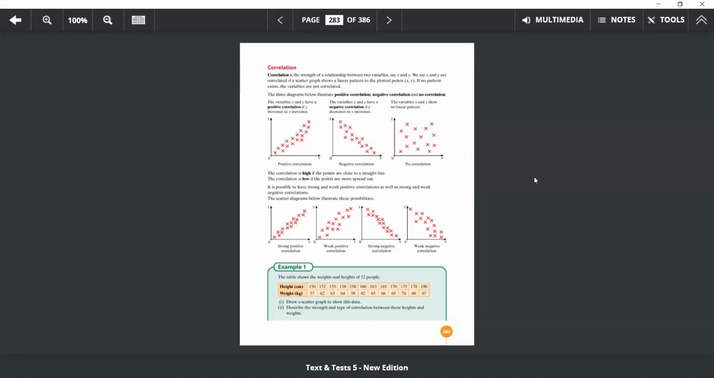Okay, so I'm just going to pull you back to page 283 here and ask you to have a quick read through there and make sure you understand what the language being used there is, because that's the language that's going to be used throughout this chapter.